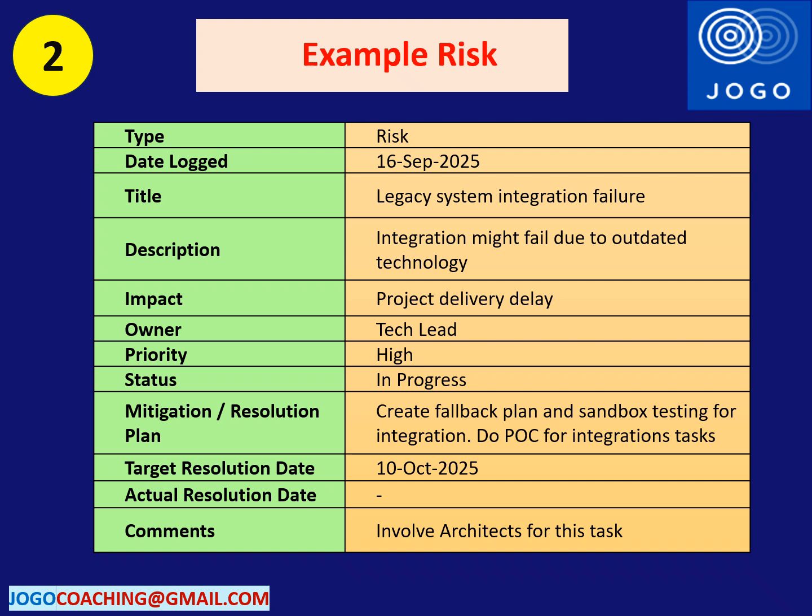The second example is related to another risk in the project. Here the risk is legacy system integration failure. The detail of the risk is that the technology used in the project is outdated, so the integration will fail. The impact of this risk is project delivery delay. It's a high risk and it's assigned to the technical lead in the project.